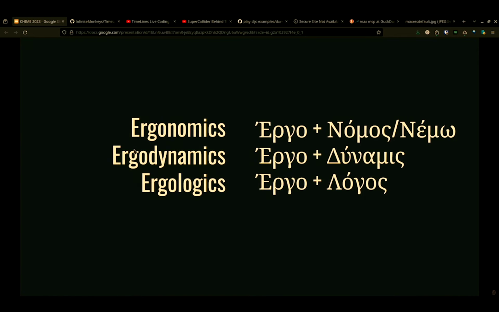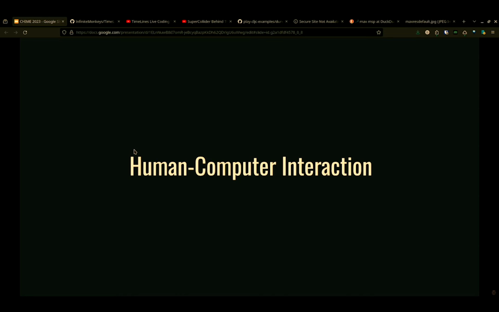Lastly, ergologics. As far as I know, I made up this word. I haven't found it anywhere yet. And it's a very simple one. It's about what the actual logic is behind the way that work is being done. So how do things actually happen? What's actually happening in an instrument that we're interacting with?